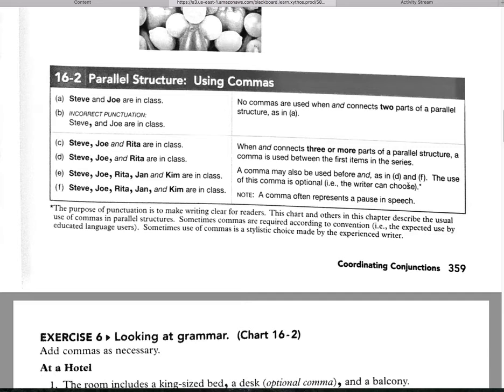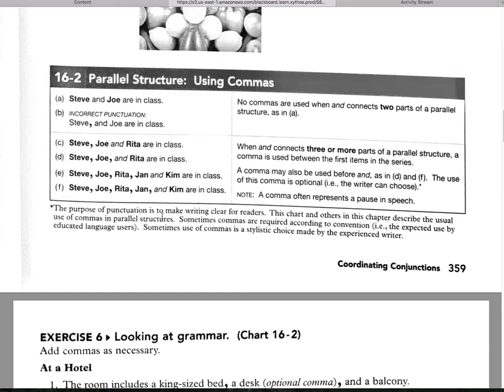Example, the writer can choose. So here, like in D and F, the use of the comma is optional. Okay? You don't have to put it, but if you want to, you may. Both are correct. The same with C and E. When you have 3 or more parts of speech, you don't have to use the comma before the conjunction, and it is still correct. Now there's a footnote at the bottom of chart 16 too.